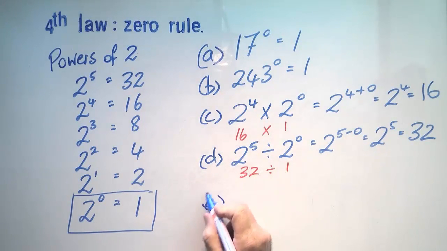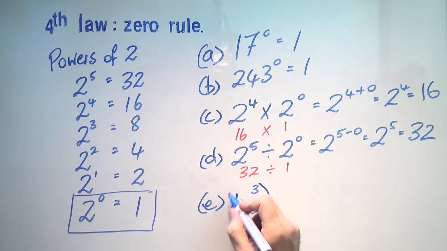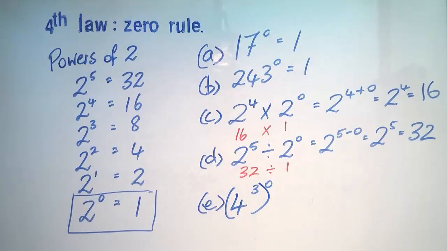Last example is 4 cubed raised to the 0. And because the whole expression is raised to the 0, the answer is 1.